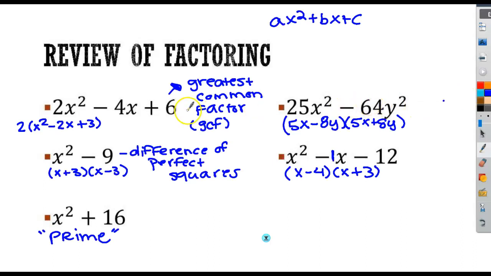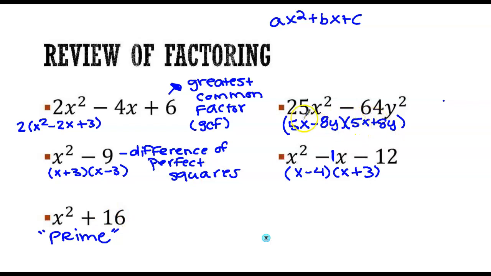If you look here, you'll see that I have factored these. These are all quadratic. The first one, I just found the GCF, or the greatest common factor, and factored it out. The second one, we had difference of perfect squares. So square root of x squared is x, square root of 9 is 3, and one with a plus and one with a minus. This one is prime because there's no possible way to factor it.